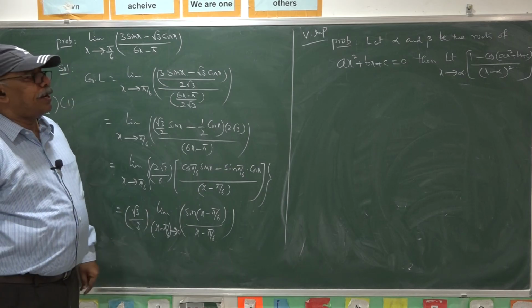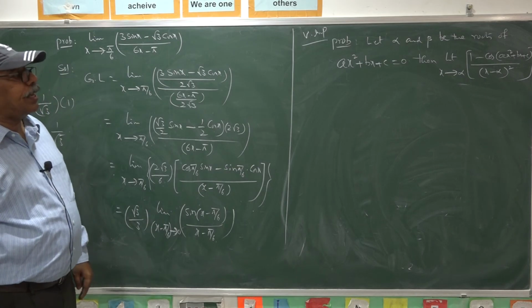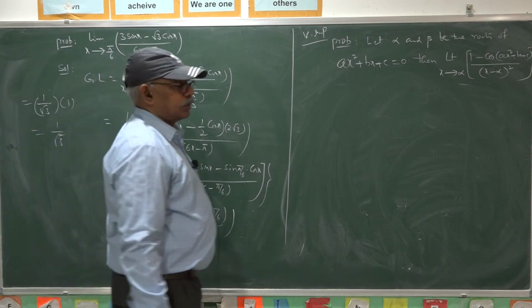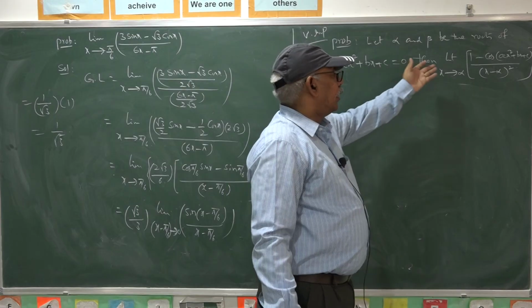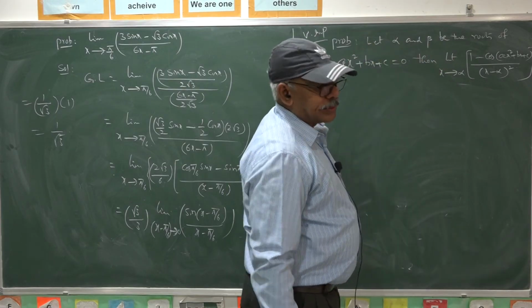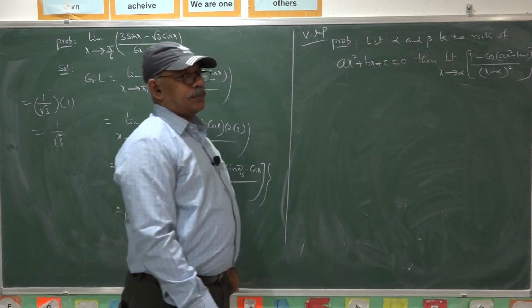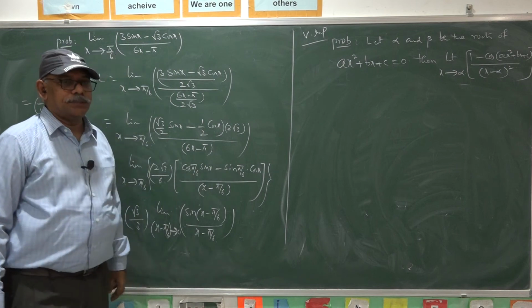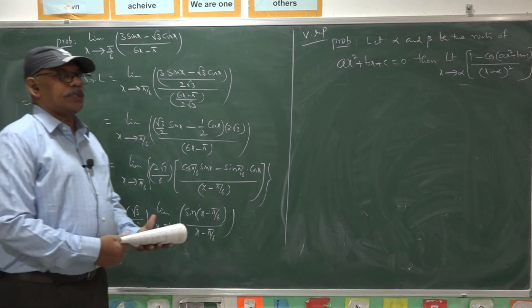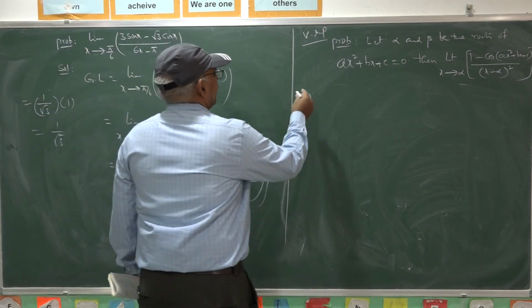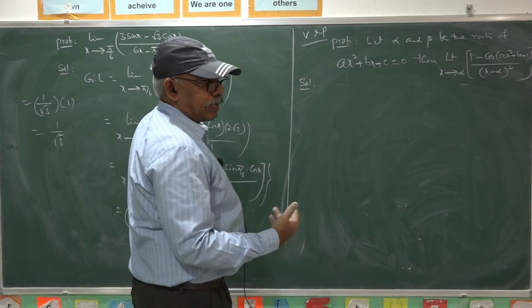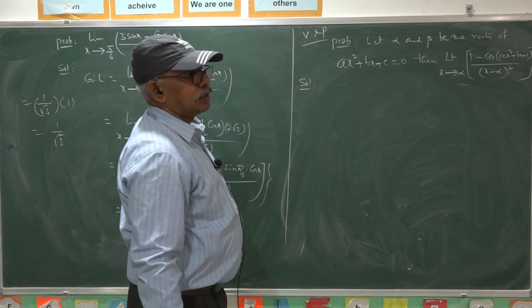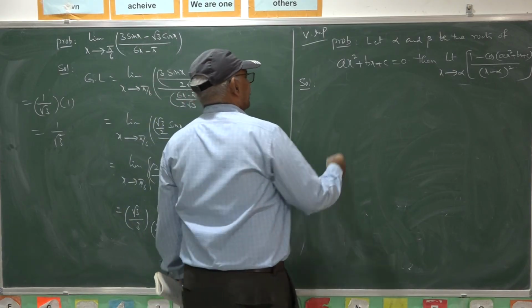If alpha and beta are the roots of the given quadratic ax square plus bx plus c equal to 0, with the help of this data, you have to evaluate that limit. Limit as x goes to alpha of 1 minus cos of (ax square plus bx plus c) by (x minus alpha) whole square. At first, try to analyze the data here. Alpha, beta are the roots of a quadratic.